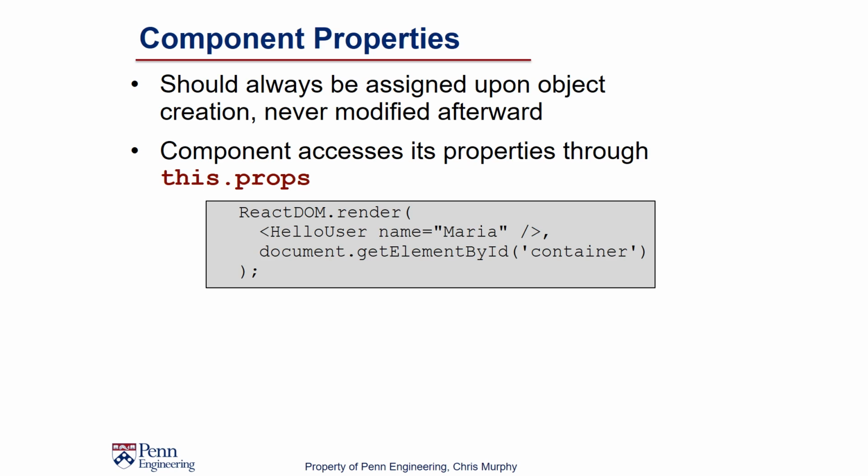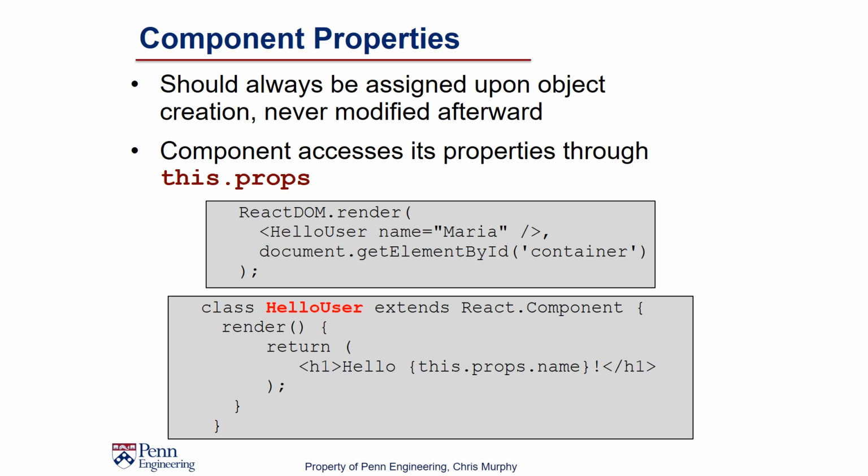We can set the properties of a component when we render the component using React.DOM.render. Here we see that we have a component called hello user, and we set its name property to the string Maria. So you can think of this as passing a variable or passing an argument to the component when it's created, but what we're doing is setting its name property.